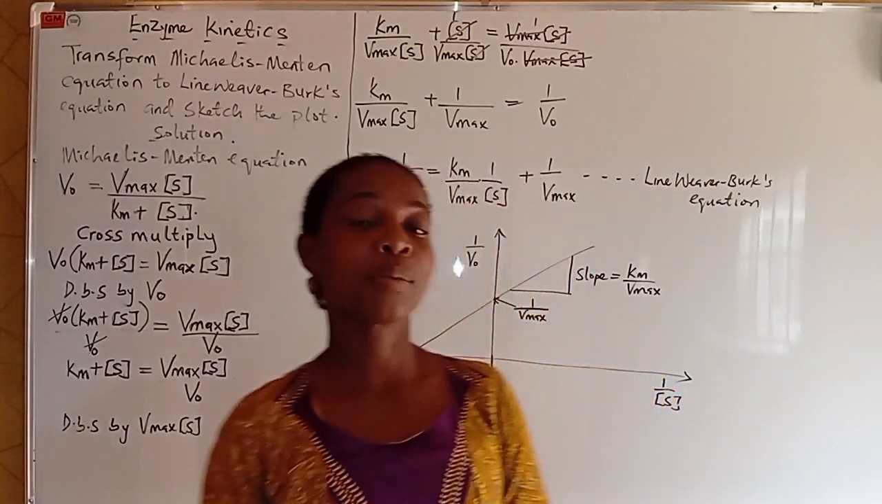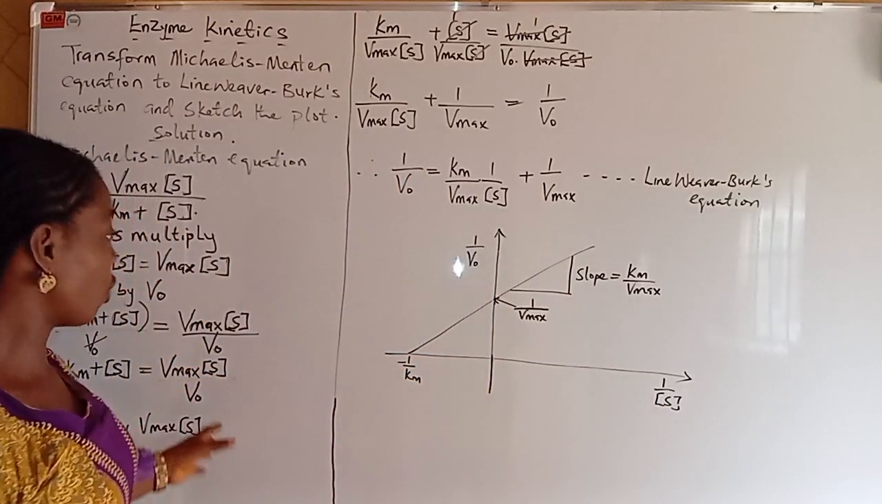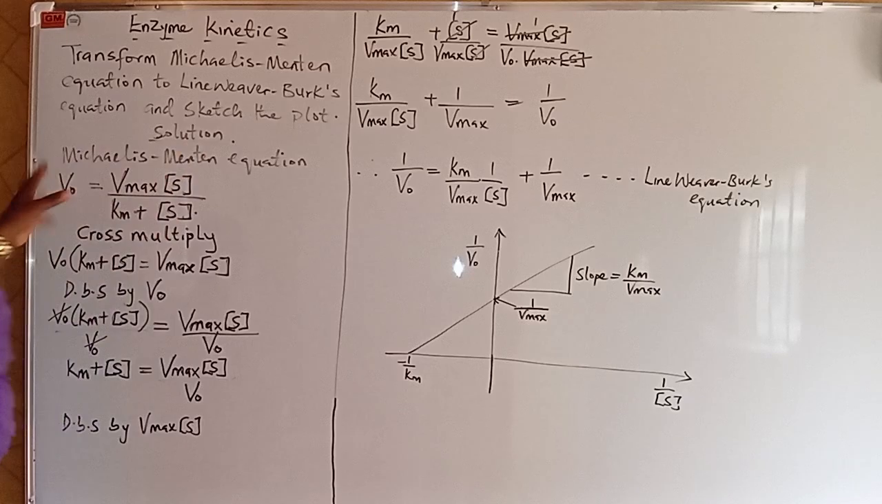Still on the subject of enzyme kinetics, today we shall be looking at how to derive the Lineweaver-Burk equation from the Michaelis-Menten equation. From our last class, we saw the derivation of the Michaelis-Menten equation based on the steady-state assumption, where the concentration of the enzyme-substrate complex is in equilibrium with the concentration of the enzymes. Now, let's tackle this question. Transform the Michaelis-Menten equation to the Lineweaver-Burk equation and sketch the plot, which is the Lineweaver-Burk plot.